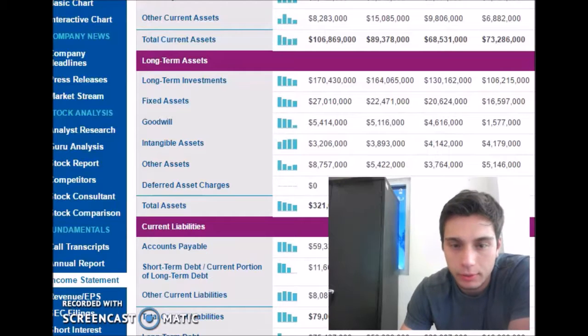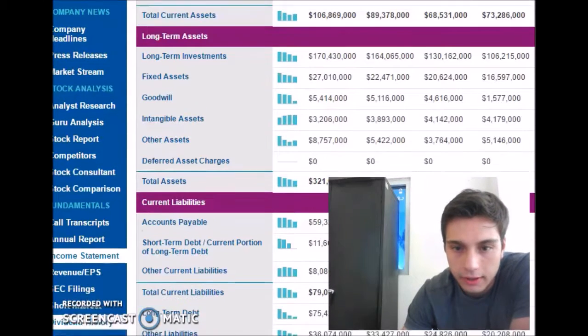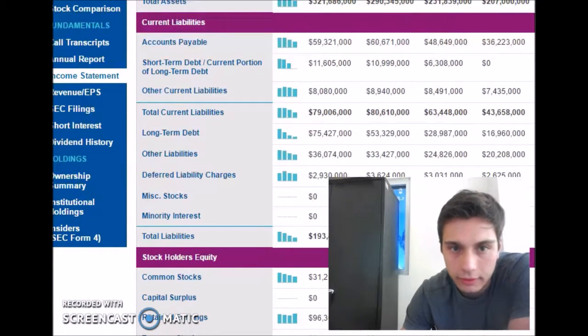The goodwill, that is like the reputation and the market value of the company, is $300,000 higher than last year, and the intangible assets are lower than last year by $600,000, and other assets are $3 million higher than last year. So the total assets are $321,000 million, and that's $30 million higher than last year. The current liabilities. In accounts payable, we have almost the same numbers as last year with $59 million.